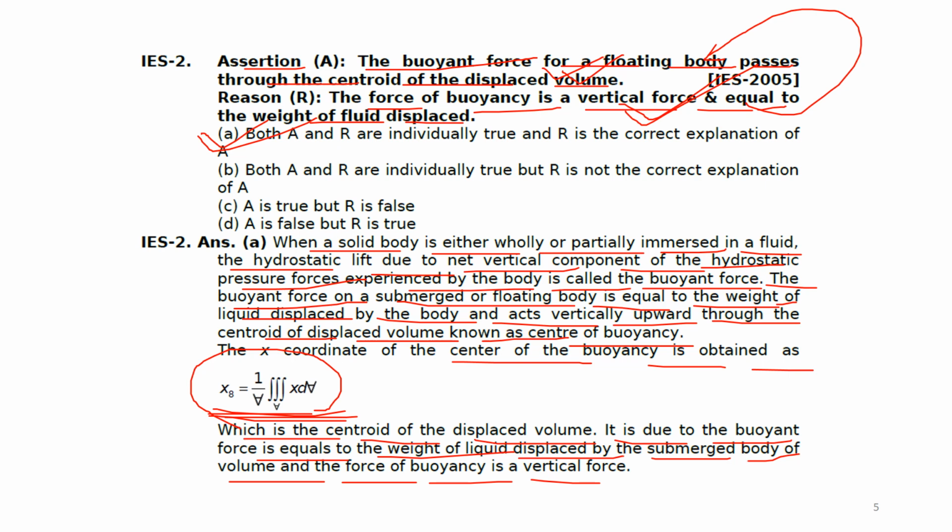This explanation is not much important. You just need to know that buoyancy is nothing but the weight of fluid displaced, which is equal to the weight of the body. That is the buoyancy phenomenon, the buoyancy force, you can say. Okay, that is the thing. So its answer is A.